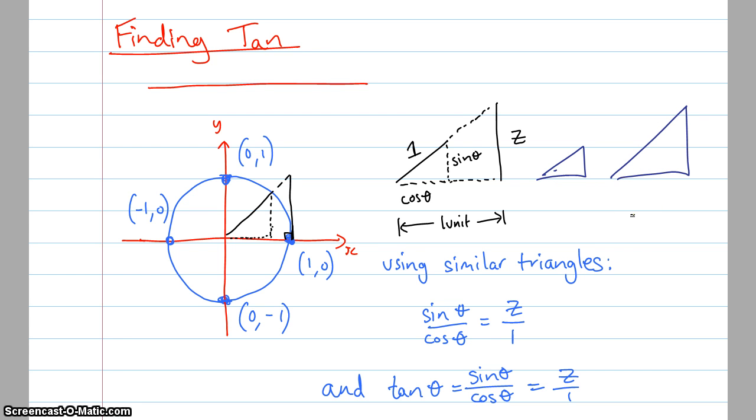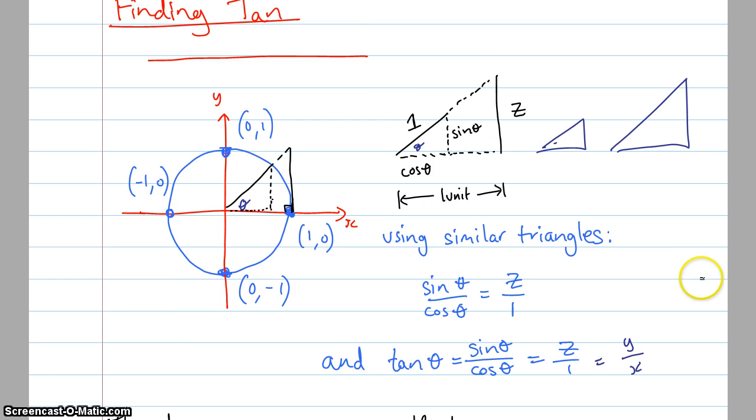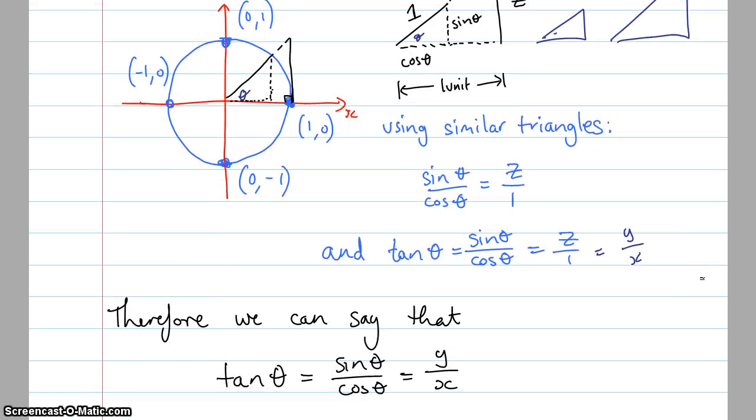So I can use similar triangles, and I can say that sine theta over cos theta, which is actually opposite over adjacent, if this is the angle theta, is in the same ratio as this opposite over this adjacent. So sine theta over cos theta will actually equal this distance here, which is z, over 1. So I can say that tan theta is actually sine over cos, z over 1, or y over x. Which I've got actually written down here. We can say that tan theta is the same as sine over cos, or y divided by x. So in summary, sine is y, cos is x, and tan is y over x.